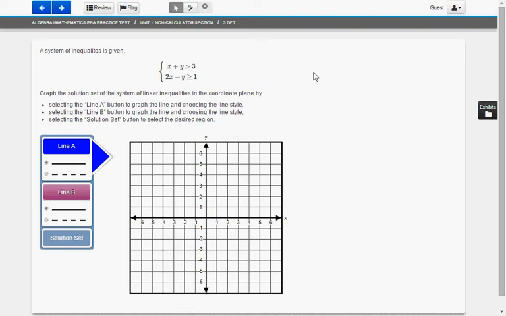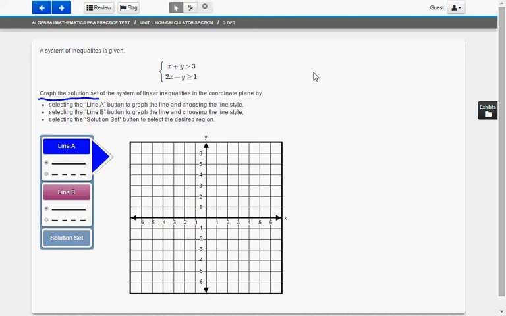Okay, this is question number 3 on the performance-based assessment for Algebra 1 at the Park Online Practice Test. In this question, a system of inequalities is given: x plus y is greater than 3, and 2x minus y is greater than or equal to 1. What we're required to do here is to graph the solution set of the system of linear inequalities in the coordinate plane. Then there are instructions for how to choose each line and make it solid or dashed and shade above or below.